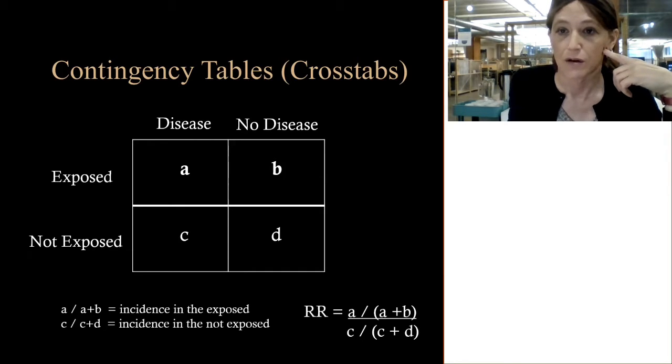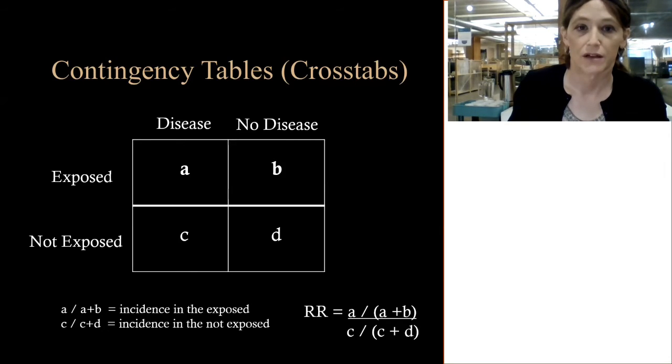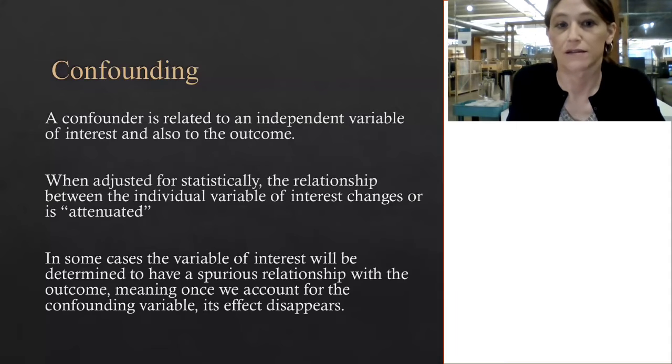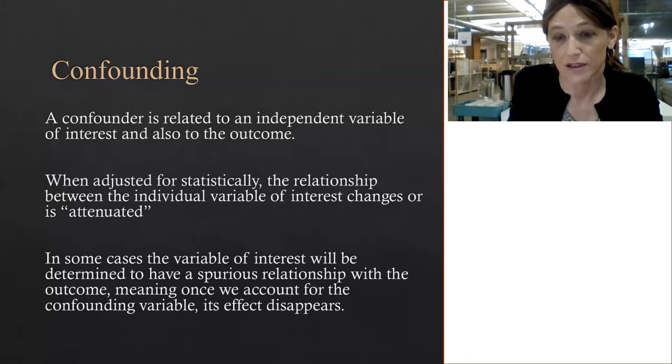So we want to take into account multiple risk factors simultaneously whenever we're considering looking at an exposure-disease relationship, or really between any independent variable and a dependent variable. We want to consider other factors that might be involved. So a confounder is always related to an independent variable of interest. Often when we design a study, we have one or two exposures or other factors or treatment that we're primarily interested in assessing, but we also want to take into account these other variables. So a confounder is related to an independent variable of interest and also to the outcome.